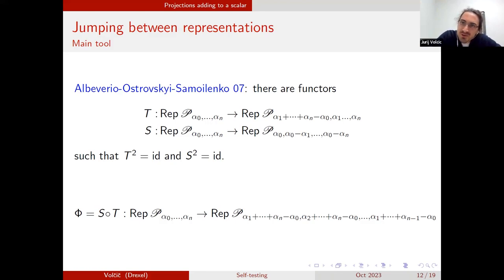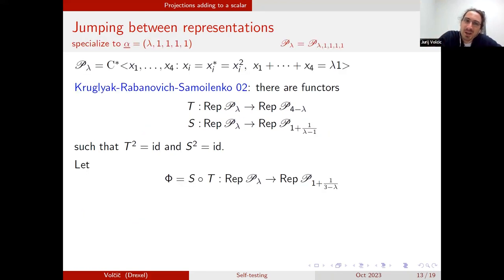The index notation here looks terrible now, so I'm going to specialize on what I really care about. I'm only going to look at the case where all the coefficients are one and just the non-one coefficient is in front of the scalar. So I'm simply talking about quadruples of projections that add up to lambda times one. What they showed is that there are maps from quadruples adding to lambda to tuples adding to four minus lambda, and there's a map from tuples adding to lambda to tuples adding to these funny looking fractions. So that's what they did.